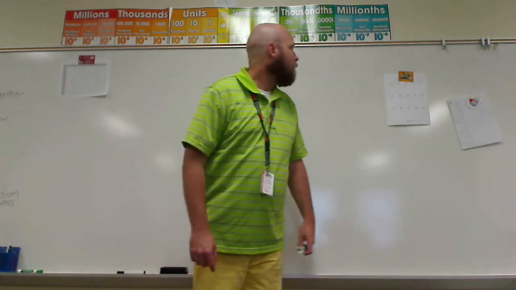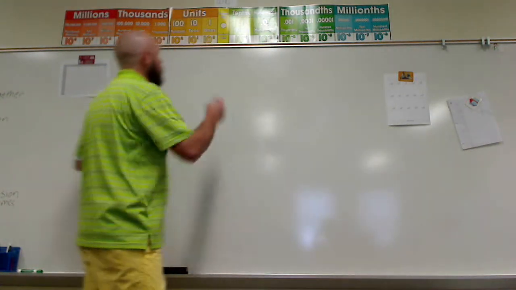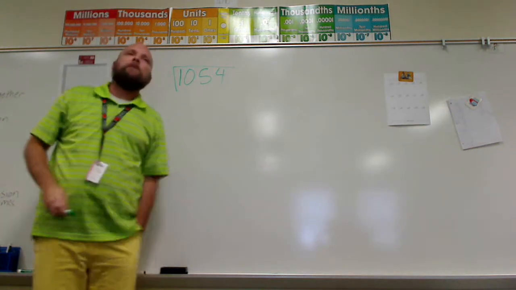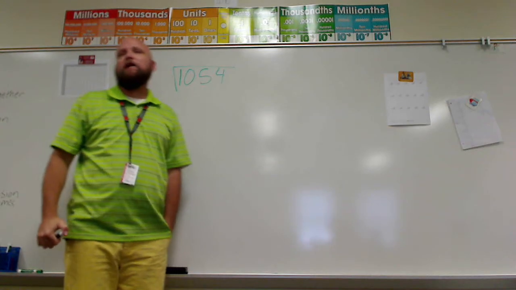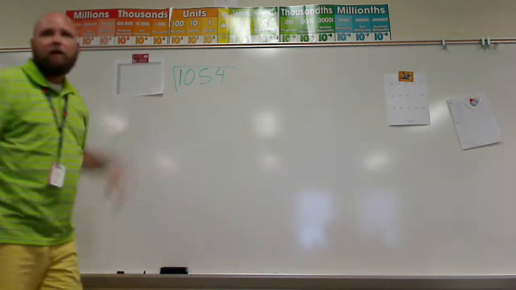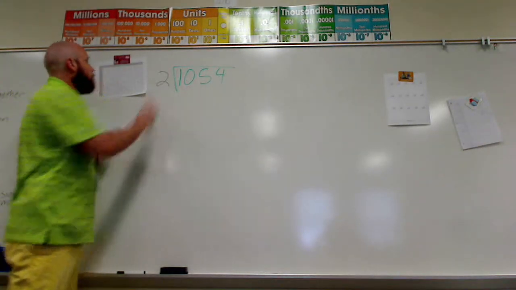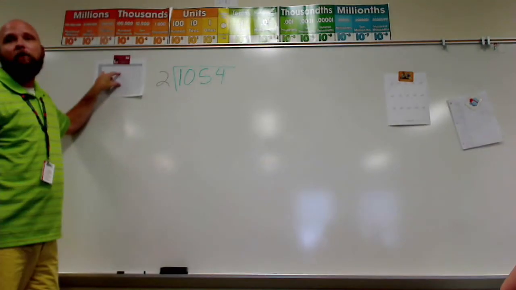All right, so let's look at the first problem, which is 1,054 divided by 2. We have 1,054 divided by 2. Now let's say I don't know my multiplication tables very well. I'm going to use my multiplication chart, which is right here. And I'm going to start with my row that starts with 2. And I'm going to go over and see if I can get a number closest to 1 without going over.